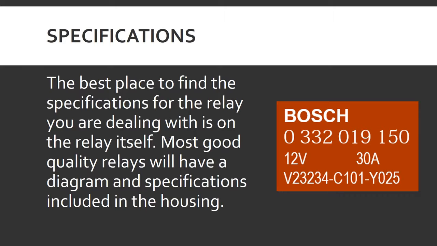Specifications for the relay are best found on the relay itself. Most good relays will have a diagram and also specifications stamped into the housing. The view on the right shows a Bosch relay, and it has 12 volts and also 30 amps, so it gives you some indication as to the capacity or the capability of that relay.